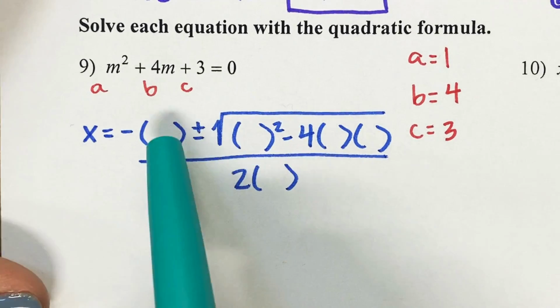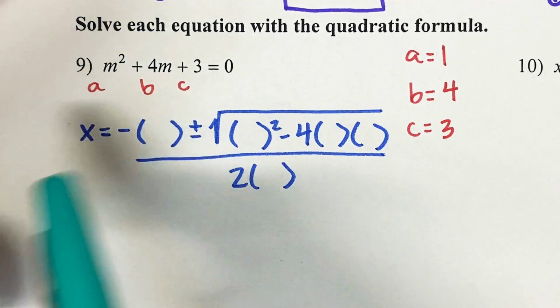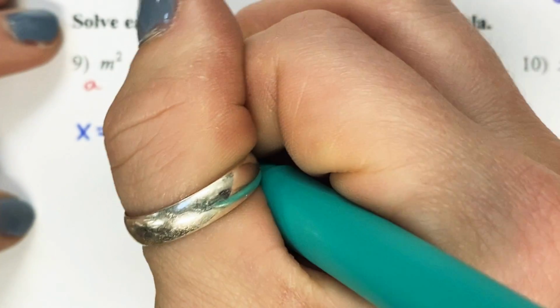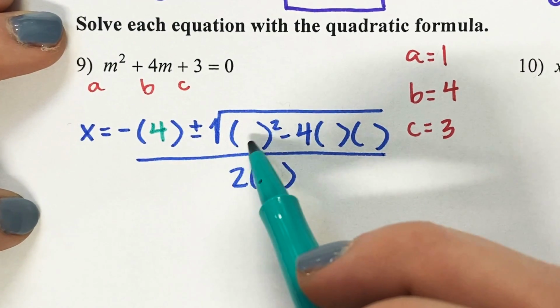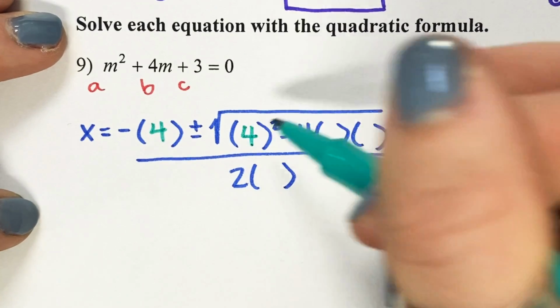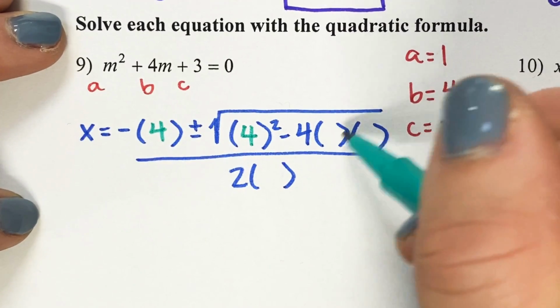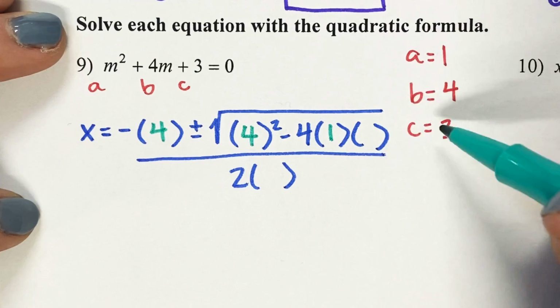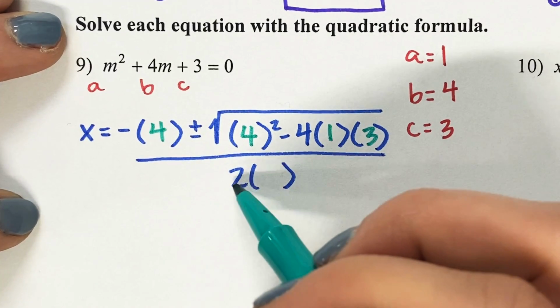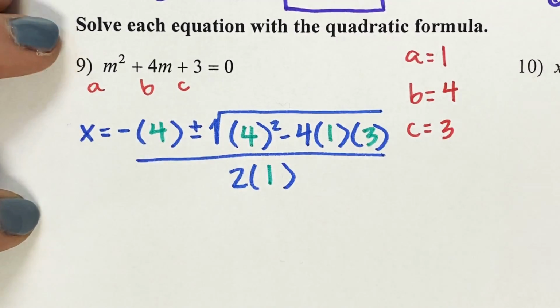Okay, so we just left spaces. So we have negative b comes first. So 4. Plus or minus b squared, so 4 again, minus 4a, my a is 1, times c, which is 3, all over 2 times a, which is 1.